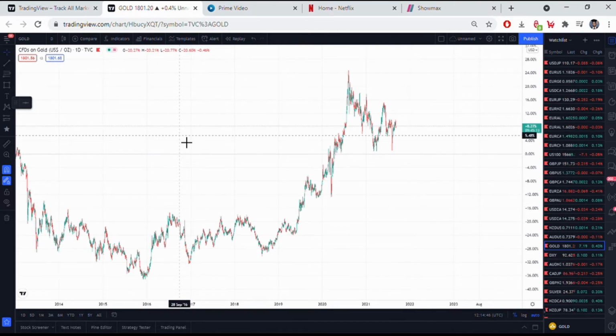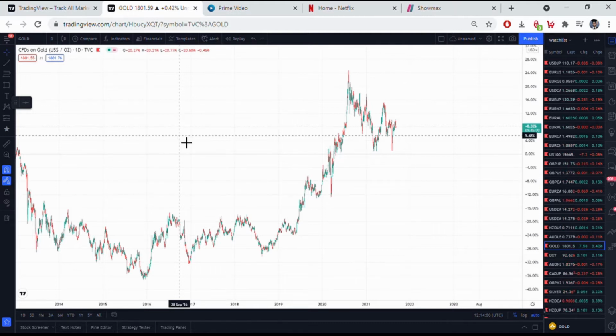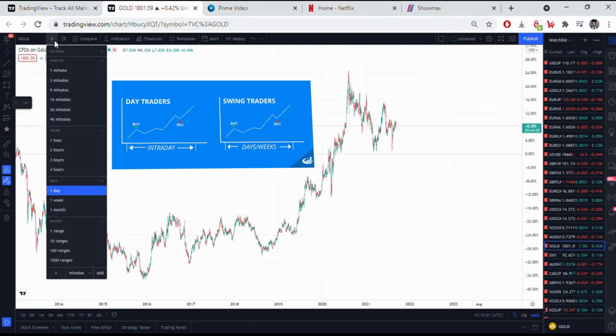I'm looking at gold today. Every time when I start my analysis, I start on a daily time frame, as you can see there. Sometimes I go to a month, depending on what I'm analyzing or what I'm looking for. If I want to swing, I can go to a month. If I want to scalp, I can go to 4 hours even.